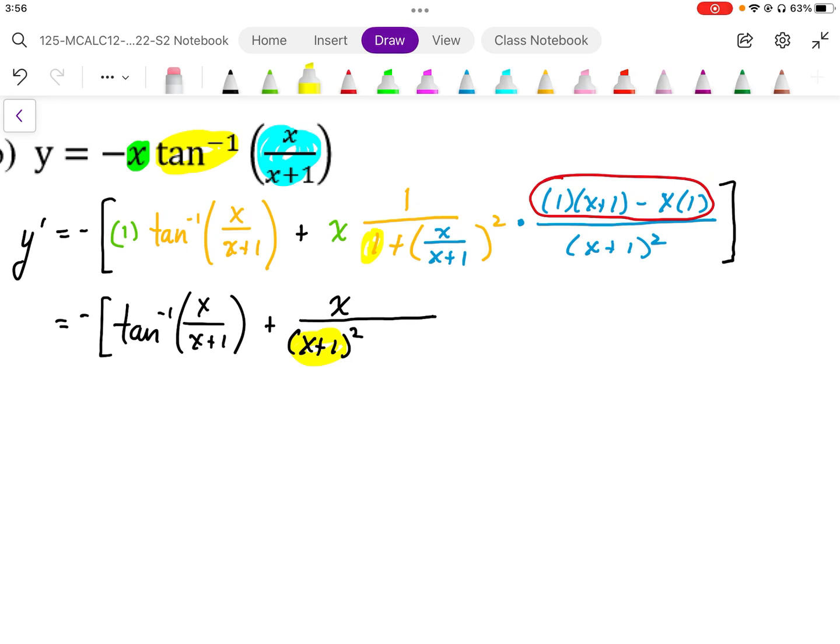Okay? And then plus, we have x squared over x plus 1 squared. Well, x plus 1 squareds cancel out, so I end up with x squared. And there is my simplified form of my derivative.